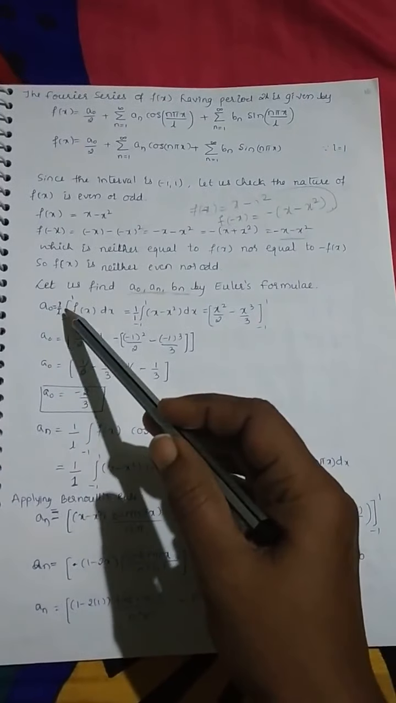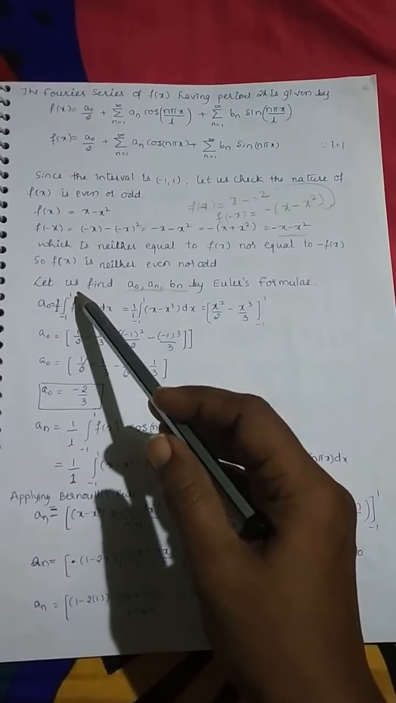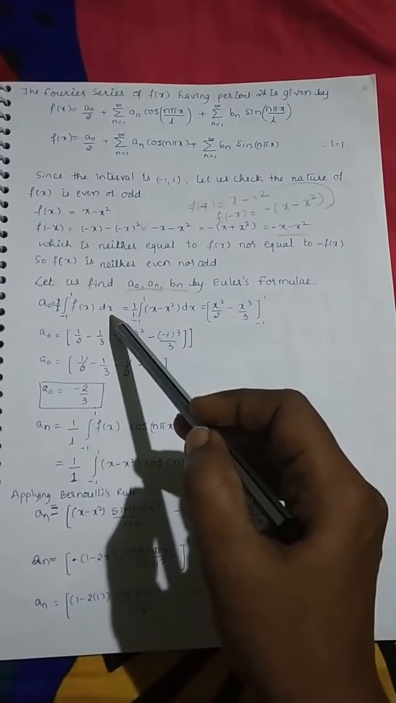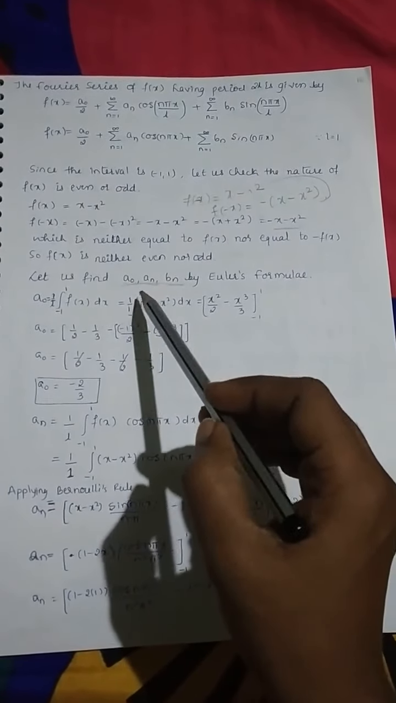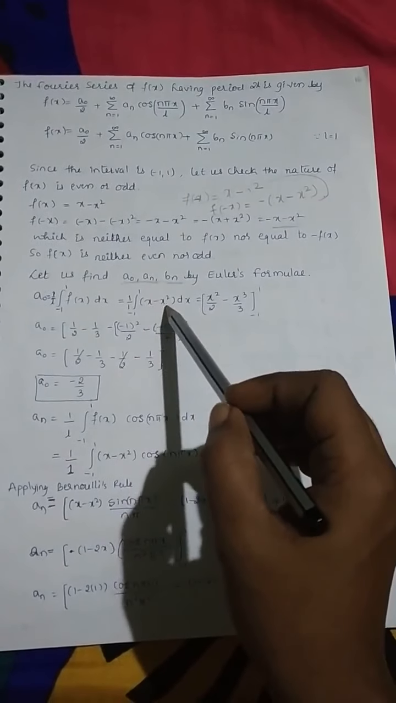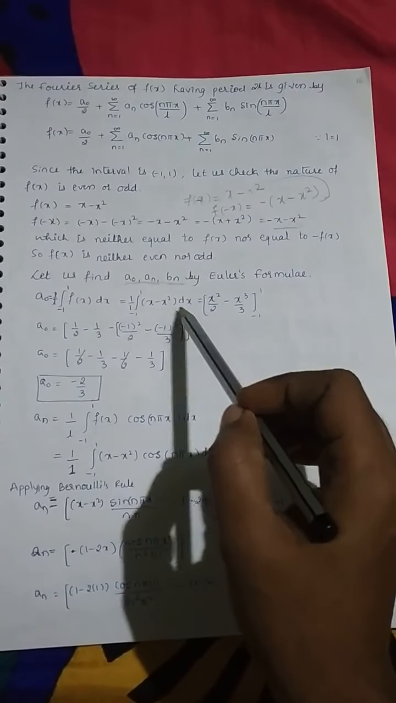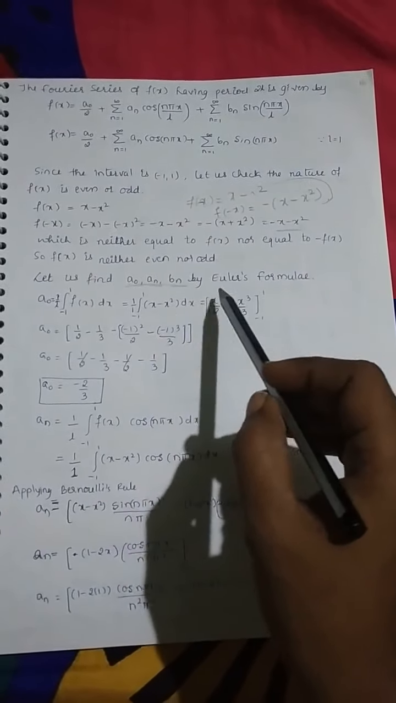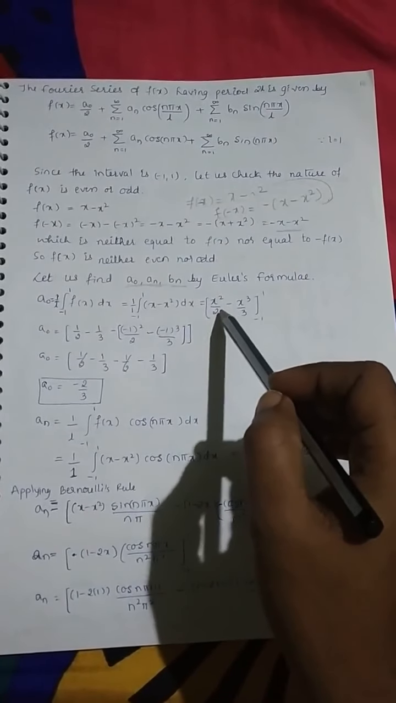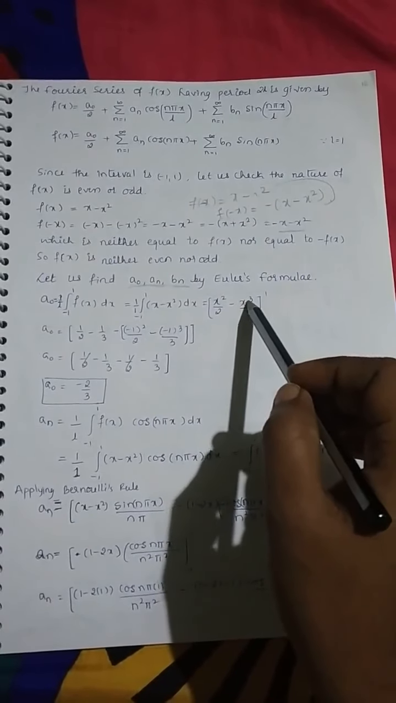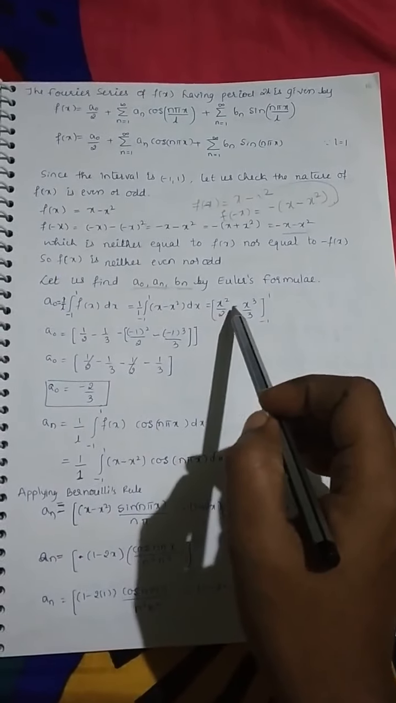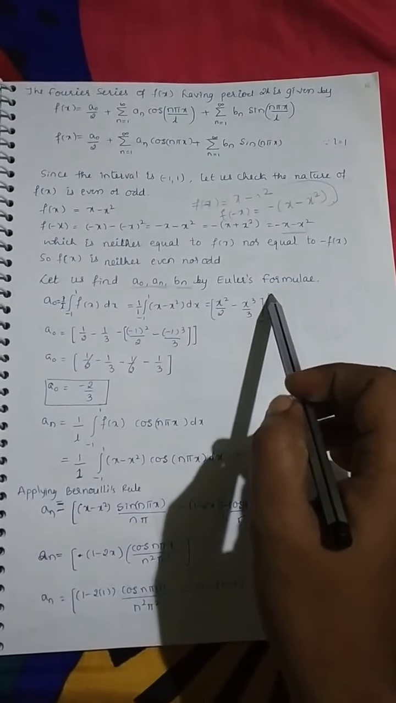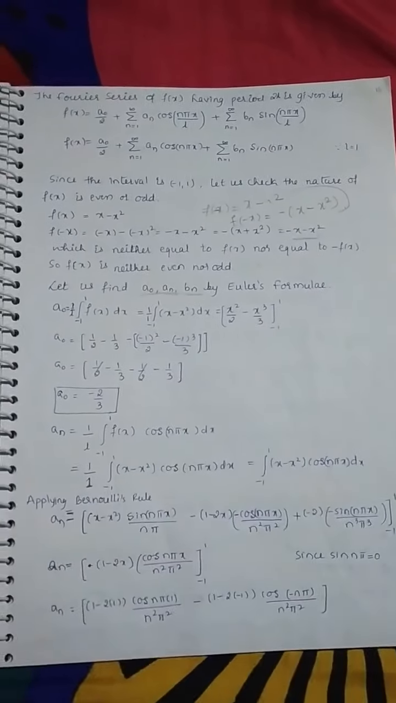A naught is equal to 1 by L integration minus L to L f of x dx, which is equal to 1 by L integration minus L to L, minus 1 to 1, x minus x square dx. Now integrating these terms, integration of x is x square by 2 minus integration of x square is x cube by 3, from minus 1 to 1. Next, substituting the limits, upper limit 1, lower limit minus 1.